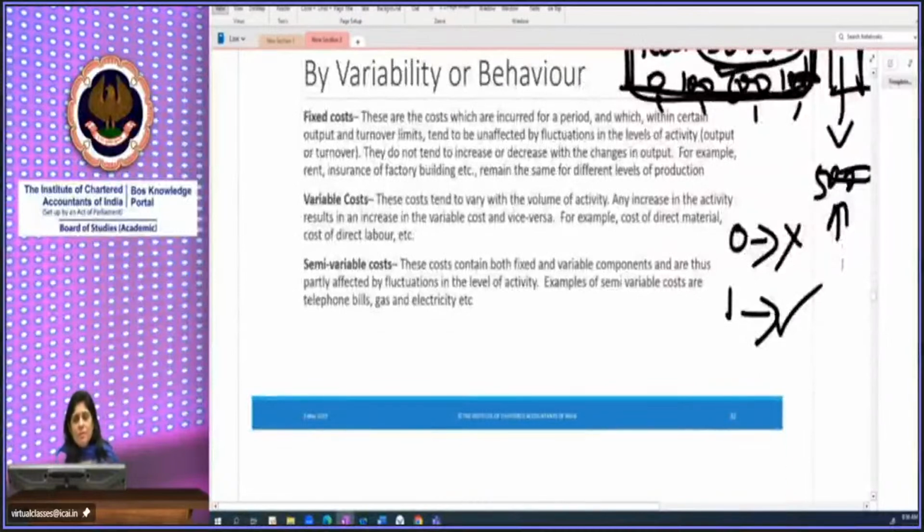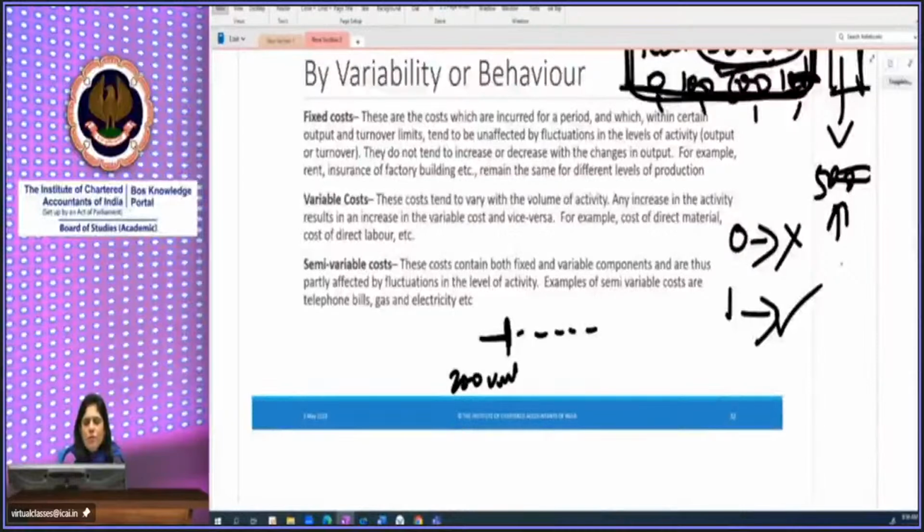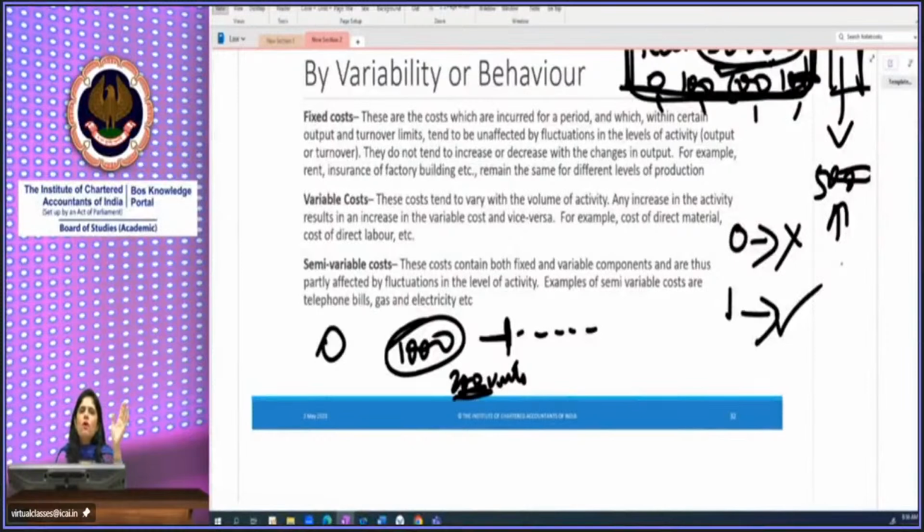Now semi-variable. Semi-variable means up to a certain point it's fixed. After that it's variable. Clear? Let me give you the example of the electricity bill. The best example. So the electricity bill is like, till 200 units, you have to pay 1,000. So if you don't consume anything, your house is locked, you are gone for a vacation for 1 month, there was zero consumption of electricity, but still you have to pay rupees 1,000, the fixed charges.